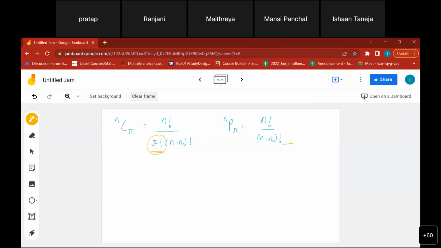Suppose in an exam there are 5 MCQ questions, and for every MCQ there are 4 options. Since it's an MCQ, only one would be correct, right? So if you take a random guess on these 5 MCQs, in how many ways can you get all of them correct?